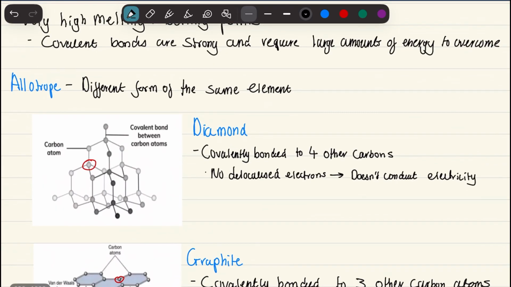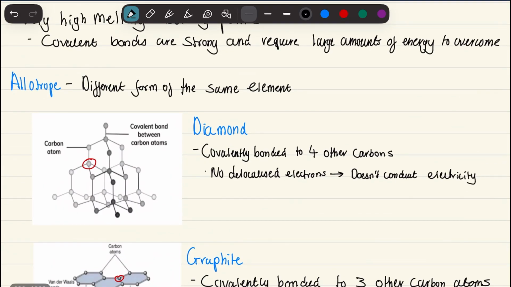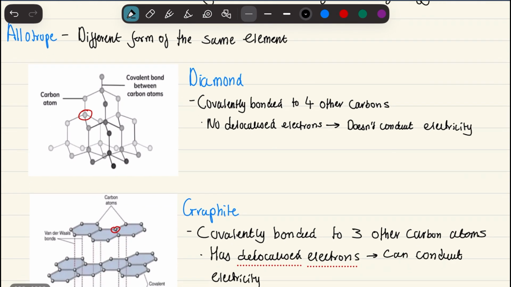Other bit, and to be honest, it was more of a concern for your GCSEs anyway, but we do need to talk about allotropes just a bit. Different forms of the same element, and on this course, mainly all we really need to care about is graphene, graphite, and diamond. Yeah. The main thing we care about is this.